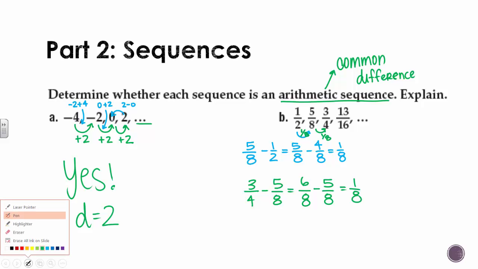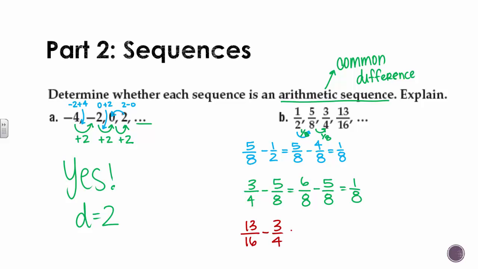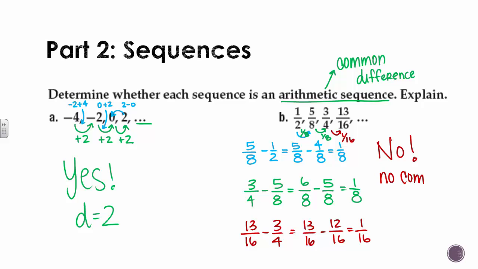Remember, some people got that wrong on the quiz. Don't just assume. So 13/16 minus 3/4. So we'll leave this one as 16. Change this one to 16. So I get 1/16. Not the same. So this is not an arithmetic sequence. There is no common difference.